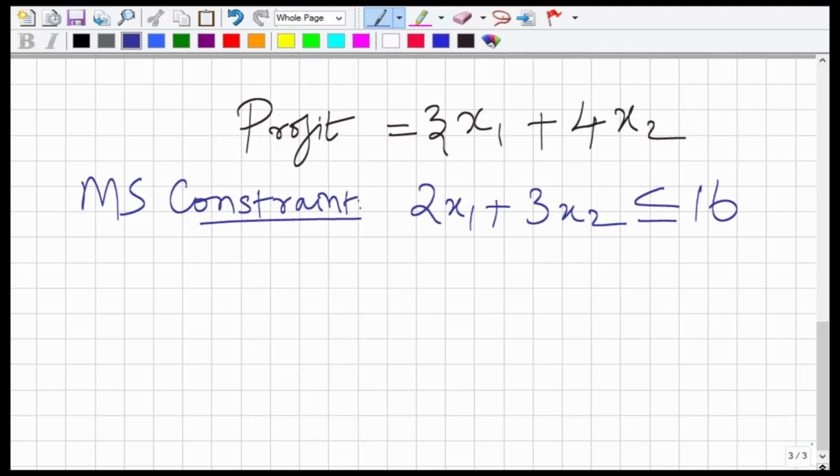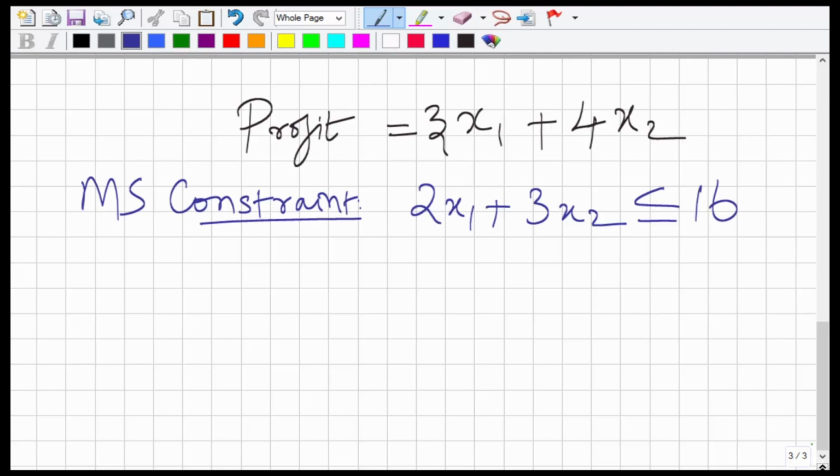So here 2x1, if I say x1 is 2 units, it is 2 into 2, that is 4 hours. And if x2 is 3 units, then 3 into 3 becomes 9. So 4 plus 9, yes, that is very well within the condition.